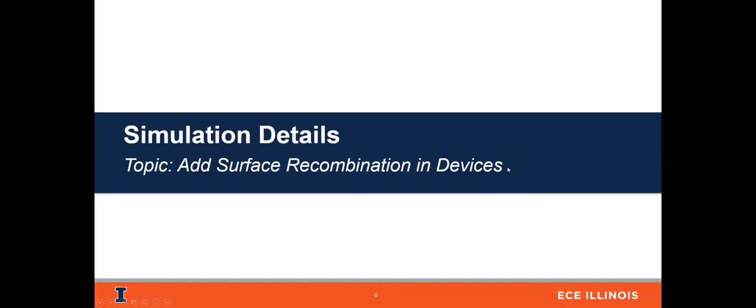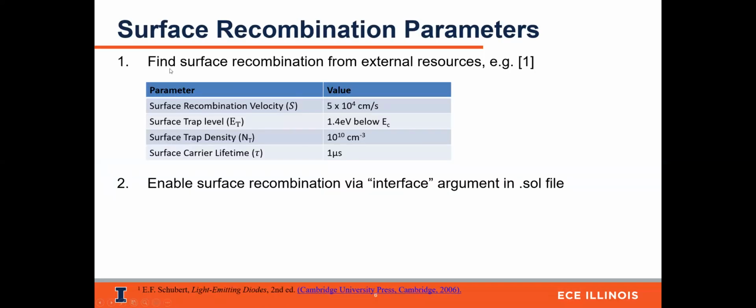The most important thing compared to regular LED simulation is that we need to add a surface recombination in a solver file. So we need to first search what are the surface recombination parameters you want to simulate. This project was demonstrated by the other TA, Yuche. He used this set of surface recombination parameters I found in this textbook.